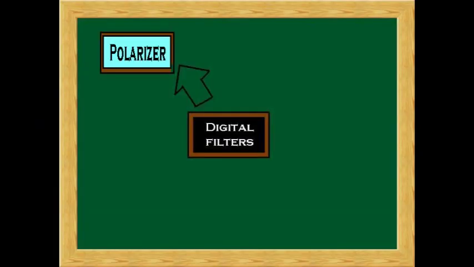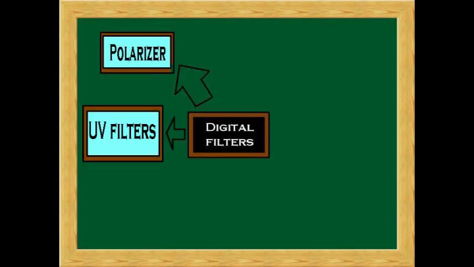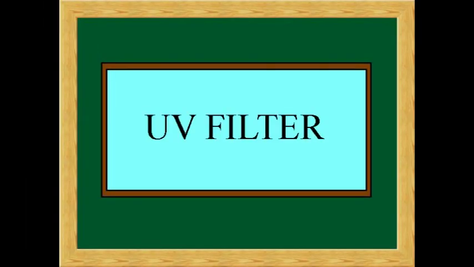Filters in digital camera. Polarizer. It can darken blue skies, increase contrast of partly reflecting subjects, and reduce reflections from non-metallic surfaces like glass and water. UV filter. Blocks ultraviolet light, which can cause a bluish cast in images shot where there's a lot of UV.